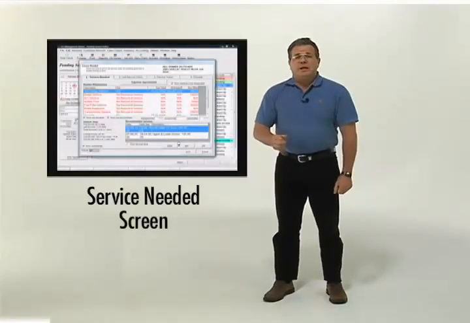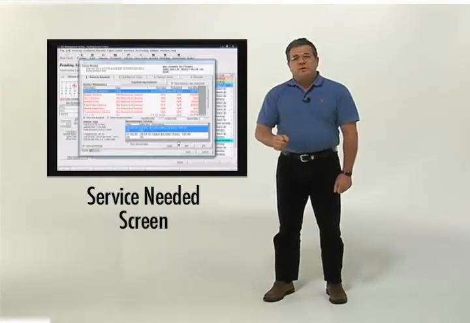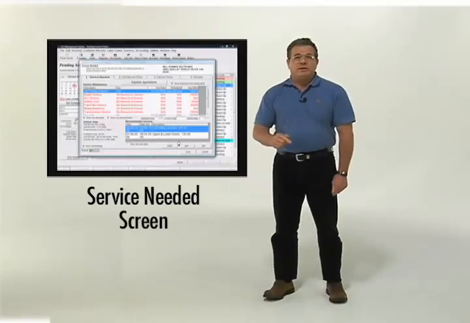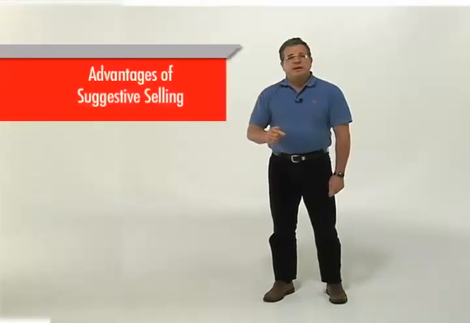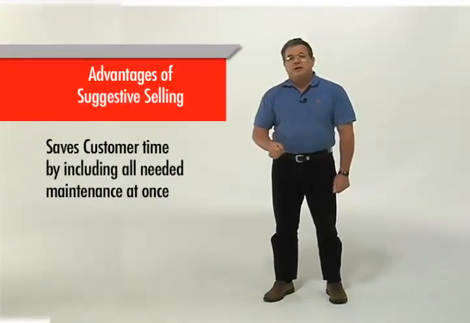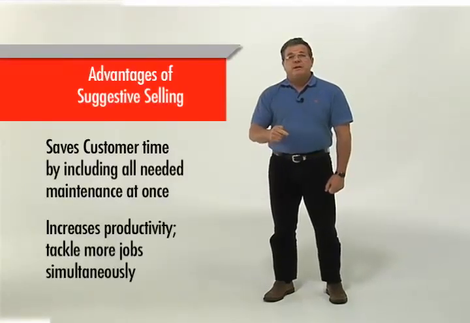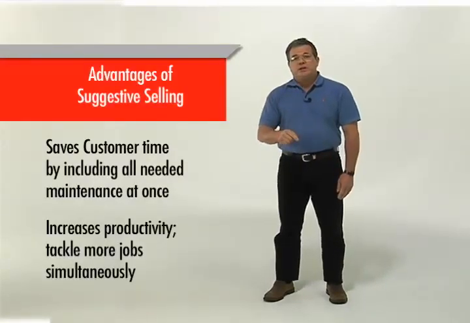Let's review what just took place. While we were scheduling Mr. Donner's appointment, our service needed screen showed us that Mr. Donner was due for an oil change. This allowed us to schedule Mr. Donner for the oil change while we were looking at the brakes. This saved Mr. Donner time by not having to bring his car in again for the oil change, and it also increased our productivity. We were able to do the oil change while working on his brakes.